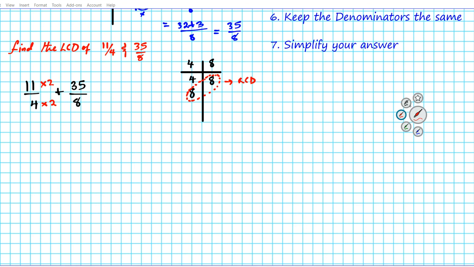Okay, so now let's multiply this out. 11 times 2 is 22 over 4 times 2 is 8, plus 35 over 8. Now that the denominators are the same, we're able to add. How do you add fractions? You add the numerators and keep the denominators the same. Bam, like that. 22 plus 35 is 57 over 8. All right, this is the improper fraction form.